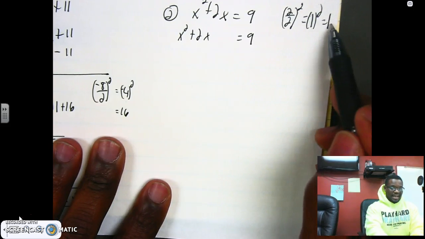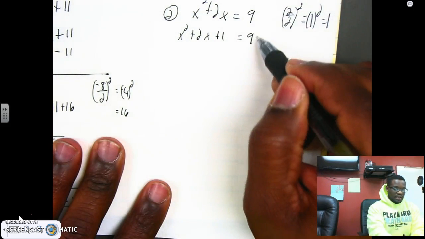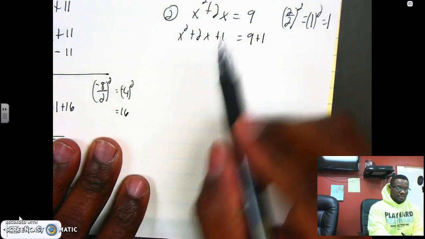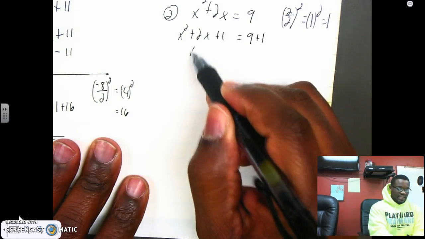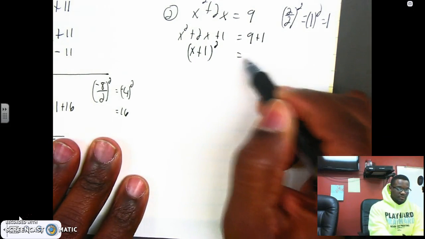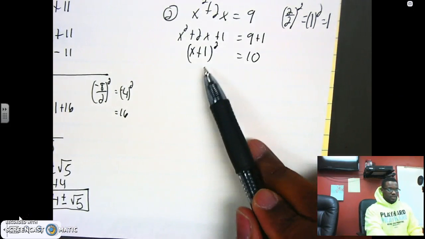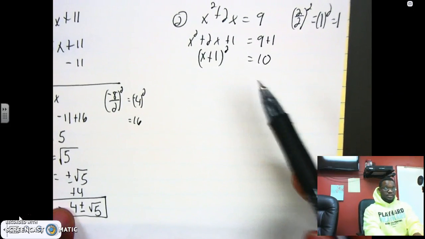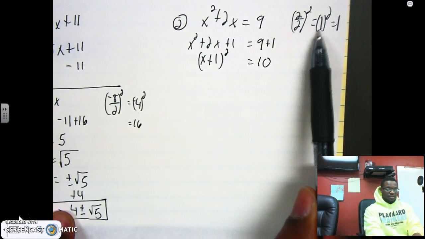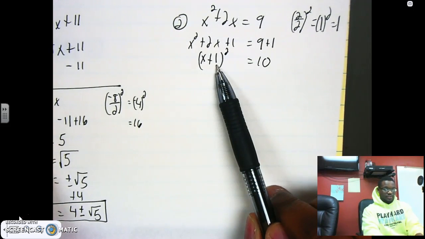So what do I do with that? I add 1 to both sides of my equal sign. I put it in the empty space there. This automatically is going to factor into x plus 1 squared equals 10. And how do I know it's going to be x plus 1? Each time you complete the square, if you simplify what's inside the parentheses first, it's always going to be that number in your parentheses, squared.